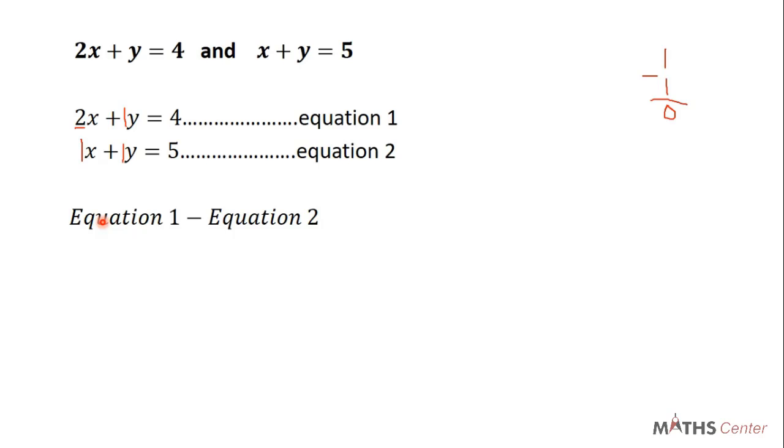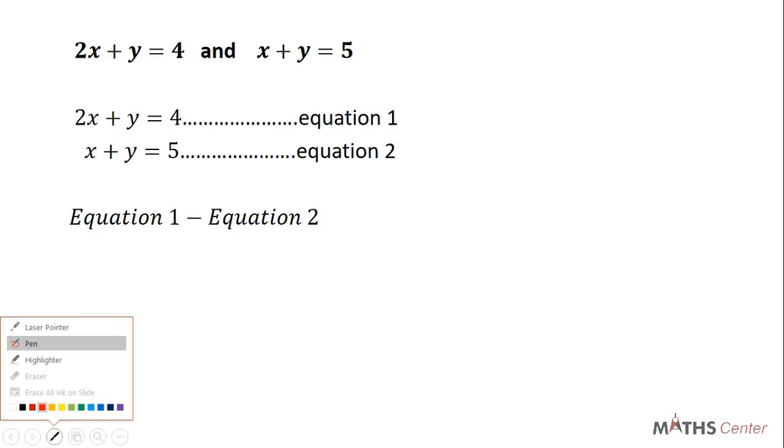The most important thing is that because we want to eliminate y and y has a coefficient of 1 in both equations, we have to subtract. So we are going to subtract one equation from the other. Now this is how the subtraction is done.